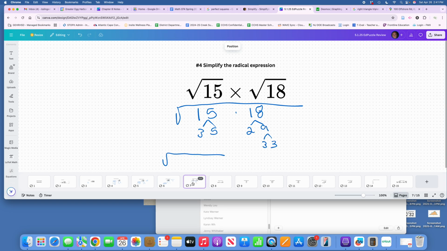So I have 1 2, I have 3 3s, and I have 1 5. Okay, so I have a pair of 3s right there. So that 3 comes out of the radical, and I'm left with 2 times 3 times 5 on the inside. So 3 radical 30 is my answer.